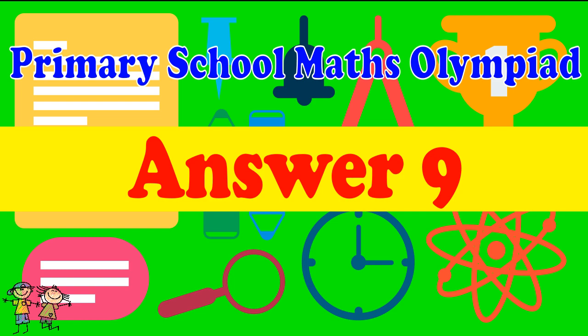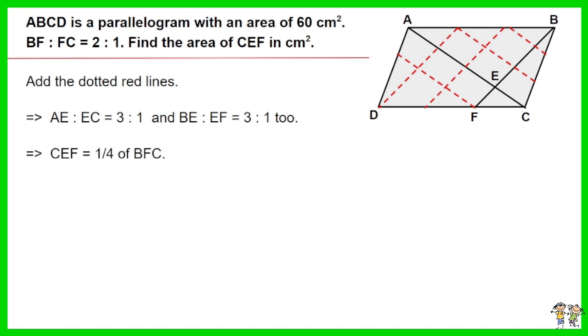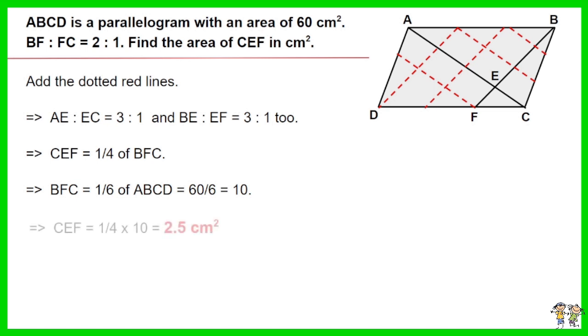Answer for question 9. Add the dotted red lines. With the red lines, the diagram shows that the ratio of AE to EC equals 3 to 1, and BE to EF equals 3 to 1 too. As such, CEF equals 1/4 of BFC. And BFC equals 1/6 of ABCD equals 60 divided by 6, which gives a result of 10. Thus CEF equals 1/4 of 10. The answer is 2.5 centimeters squared.